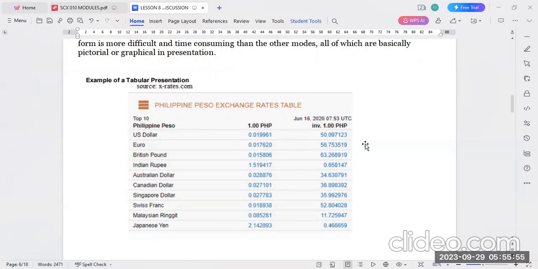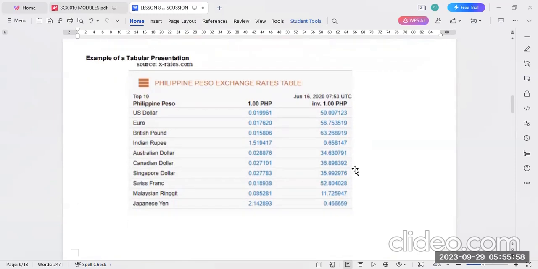The same with euro, it's 56.753519. So with the use of a table, you can see right away which currency has the highest value in Philippine peso. If you observe the table, you can see that it's the British pound, because it is 63.268919. And the lowest is the Japanese yen, at 0.46659, the lowest Philippine peso exchange rate among the top 10. So that's an example of a tabular presentation.